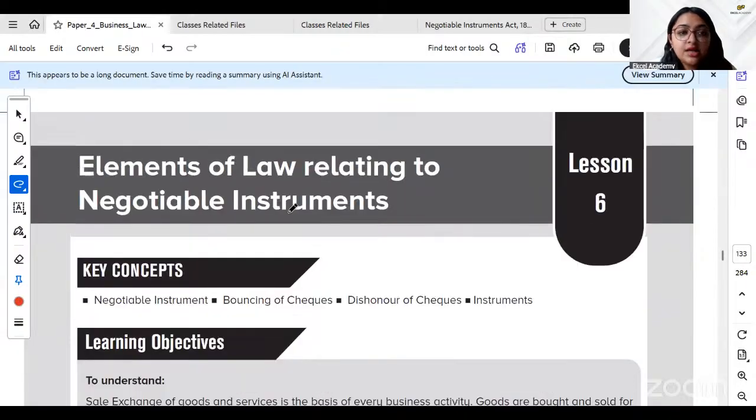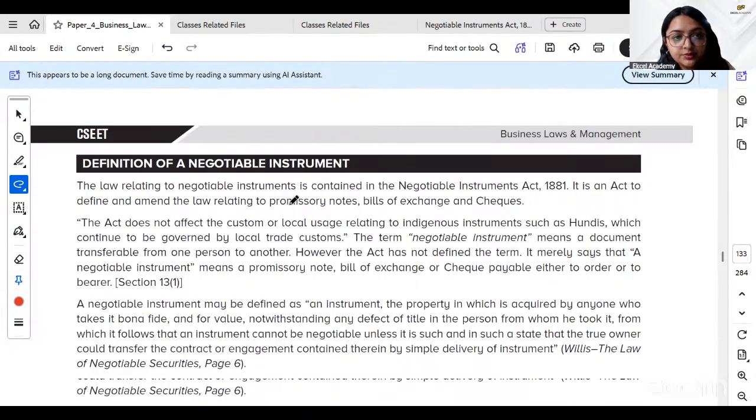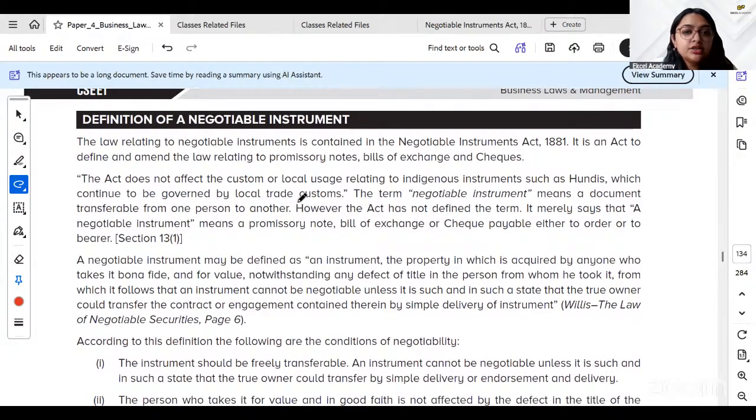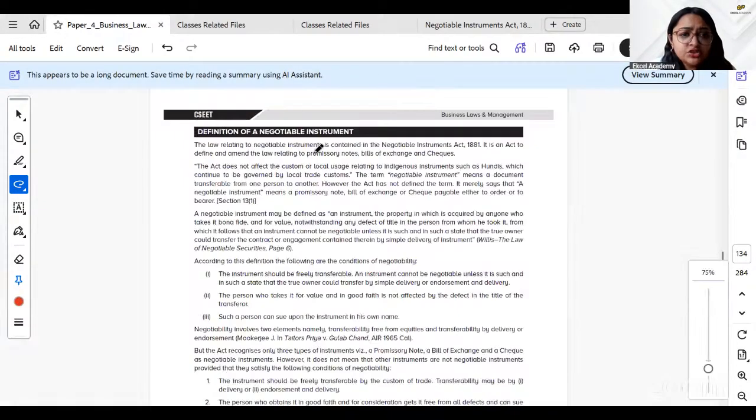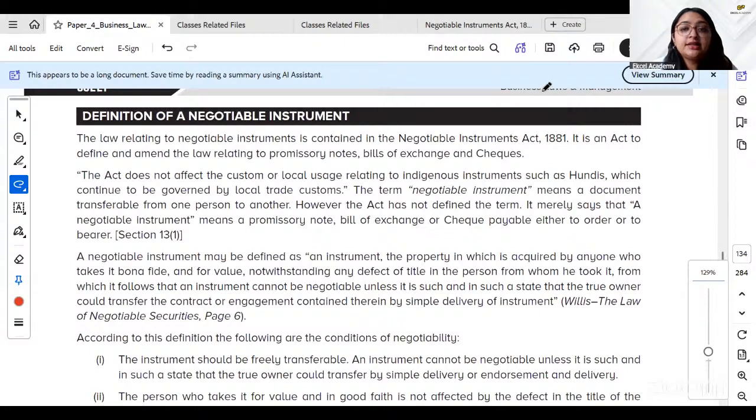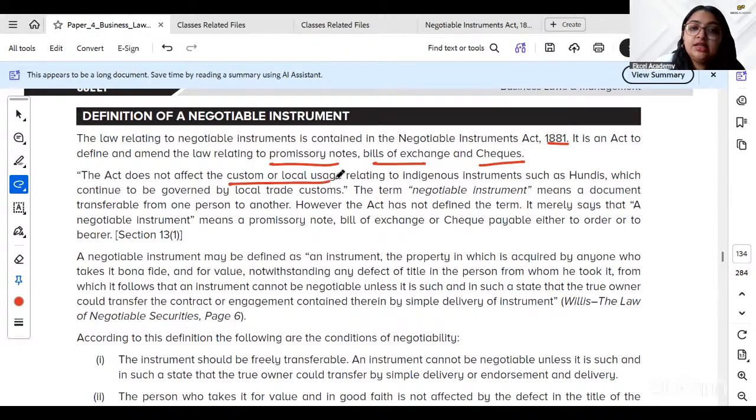Okay, so this is our chapter 6, which is elements of law relating to negotiable instruments. We understood the definition of a negotiable instrument. That is, it is the instruments which are covered in the Negotiable Instruments Act 1881, and it consists of your promissory note, bill of exchange and checks. It does not affect any instruments which are used as per custom or local usage.